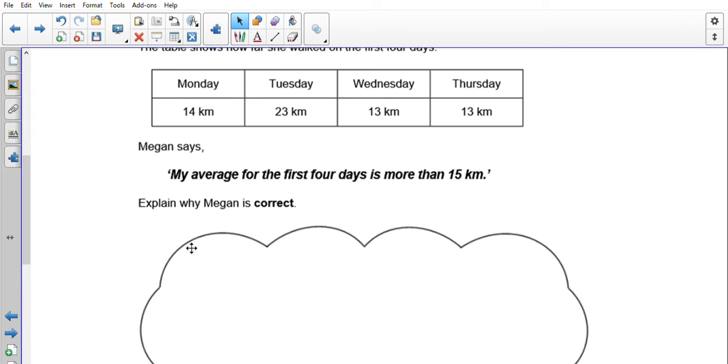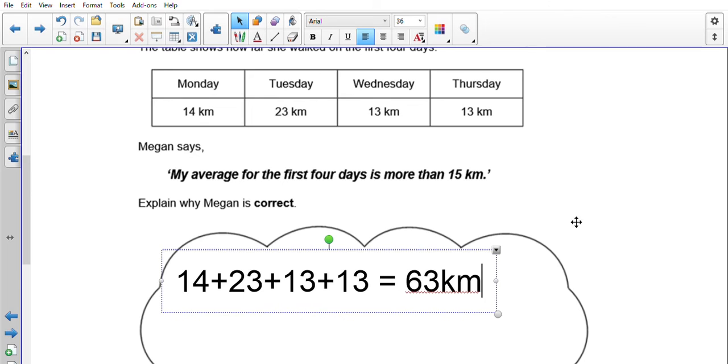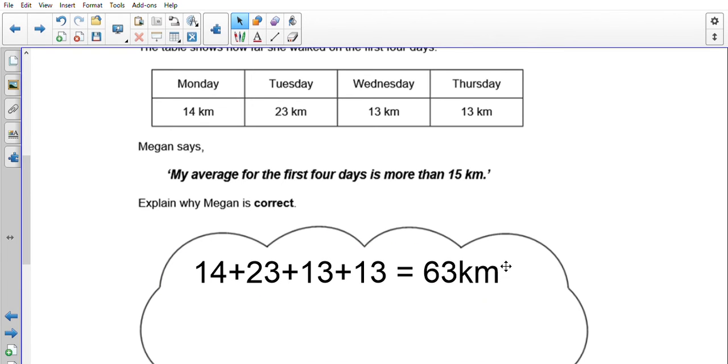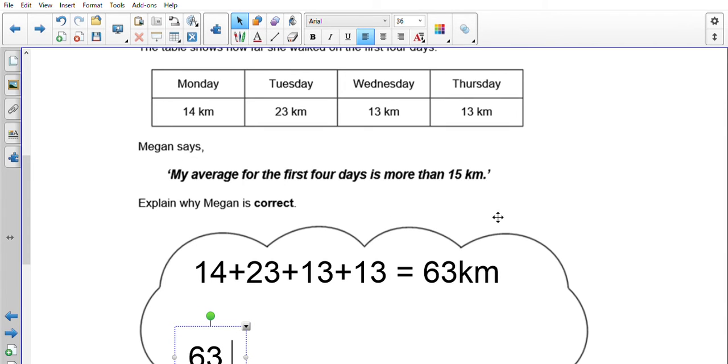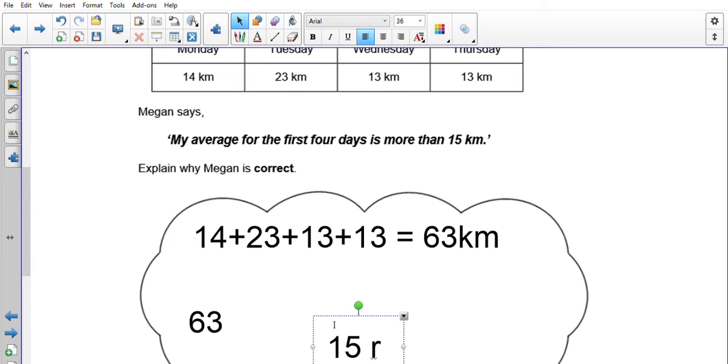So all I would do here is work out the average for those first 4 days. 14 plus 23 plus 13 plus 13 is going to give you the total distance that she has walked in those first 4 days, which is a total distance of 63 kilometers. Now if I have 4 days and I have a total, I can work out the average for each day by taking my total, 63, and dividing it by 4. If I do 63 divided by 4, I'd probably use a formal method, bus stop for that. That's going to give me an answer of 15 remainder 3, or as a decimal, 15.75.